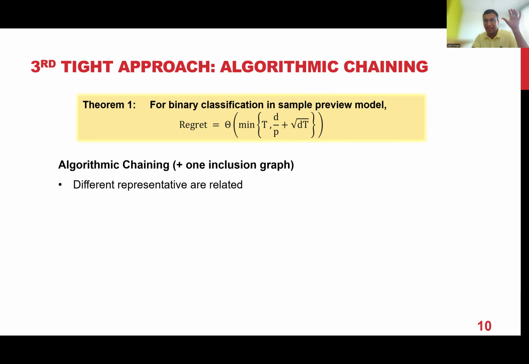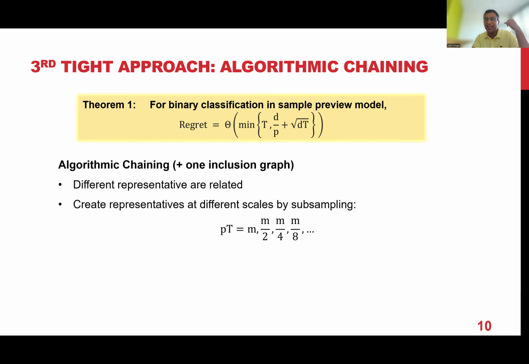They have some kind of connections, like they're obtained from the same sample. So the idea of chaining is basically, rather than just using the entire preview, subsample your preview at different scales. The finer scale will contain all of the m points. Then you have a subsample of size m over 2, m over 4, m over 8, and so on. You can use these subsamples to define some kind of hierarchy of these hypotheses, and then apply some kind of chaining argument.